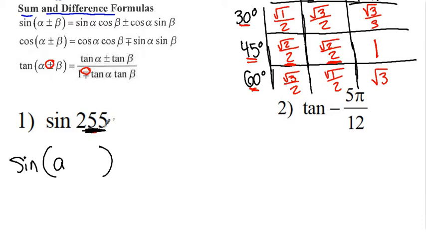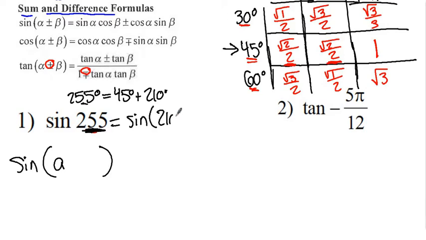So 255, it ends in 5. Anytime an angle ends in 5, I know that 45 is going to be involved in it somehow. 255 equals 45 plus what? And you just have to do 255 minus 45. That turns out to be 210. So this is the same thing as the sine of 210 plus 45. It does not matter what order you write those in. So you could have written it as 45 plus 210.